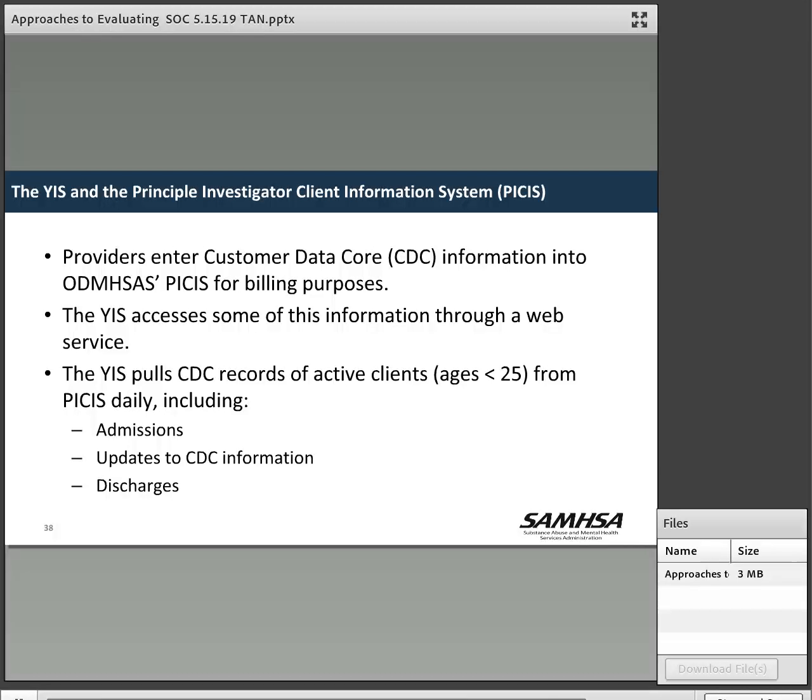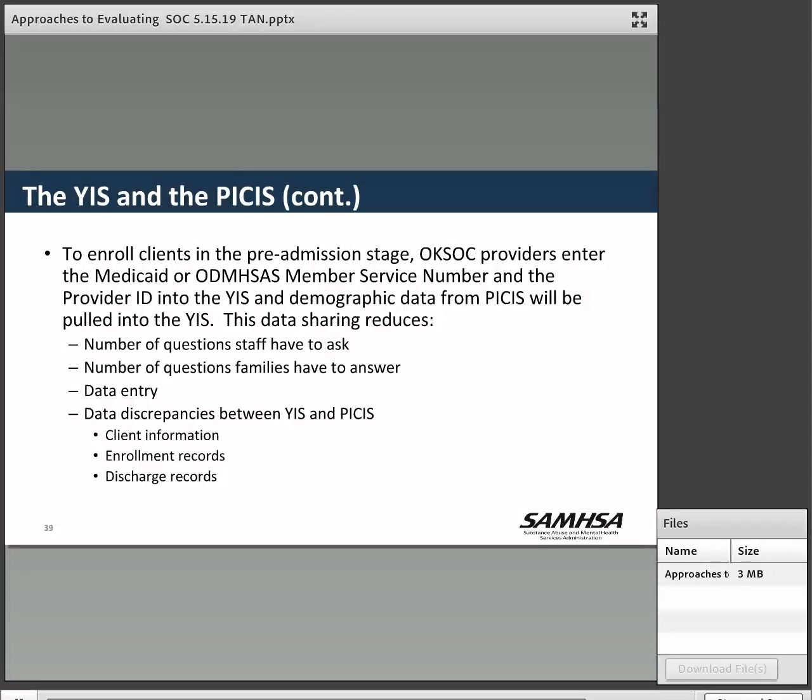In addition to evaluation data, Oklahoma Systems of Care providers enter what they call the customer data core information into the PISIS, into ODMHSAS PISIS, for billing purposes. I don't know why they call it that. That acronym means nothing. But that's the data that is entered for Medicaid billing.